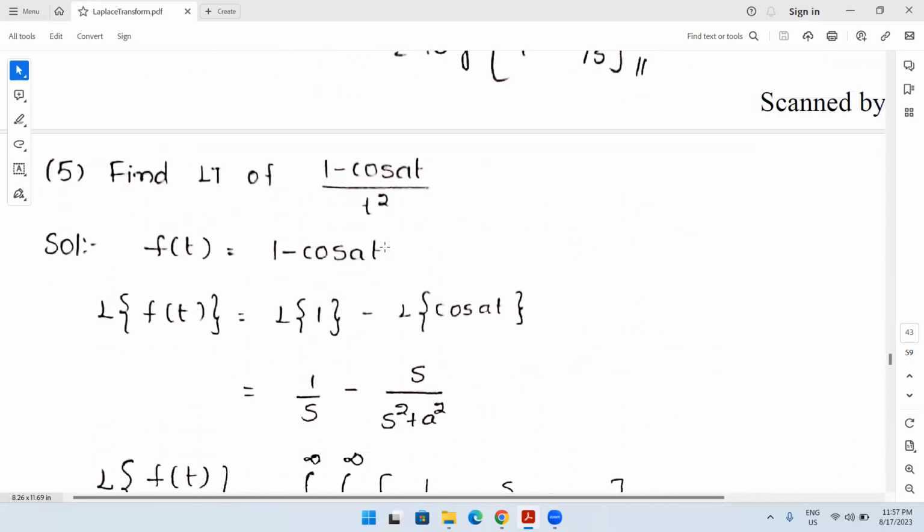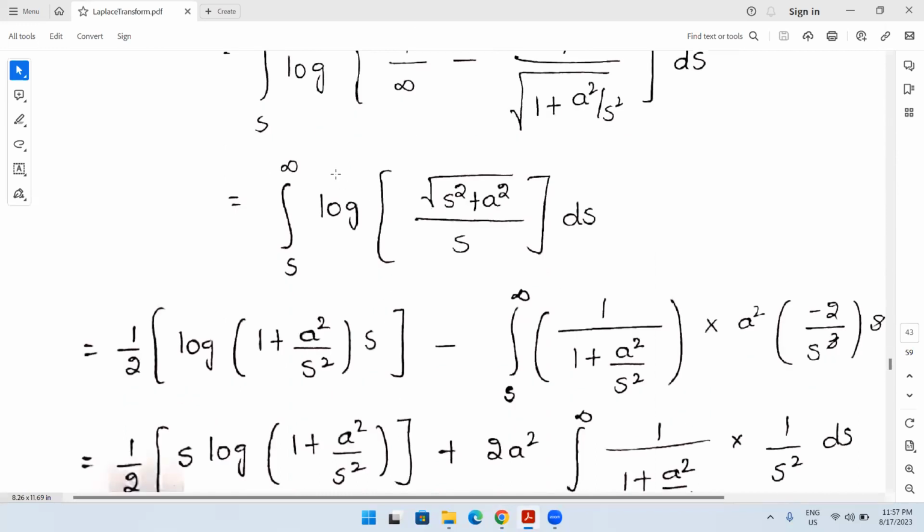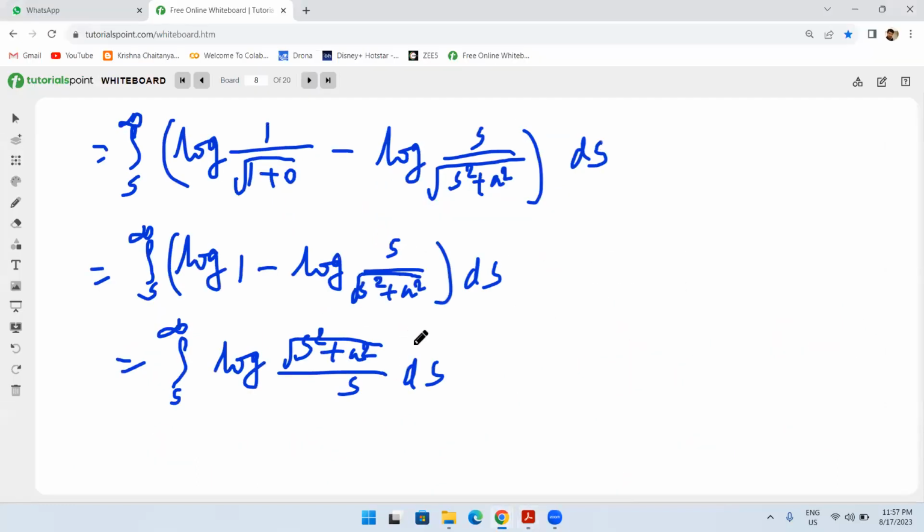If it is only division by t, then 1 minus cos at by t, this will be the answer without the further integration. Now, since it is division by t square, we have to integrate again. How do we integrate log? By taking log as u and 1 as v. We take 1. So here I'll write it again.